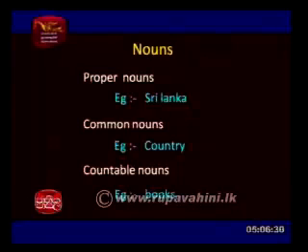The first one, proper nouns. Now there are different types of nouns. First one, proper nouns. Sri Lanka, it's a name. The next one, common nouns. What we can commonly call country. Now India, Sri Lanka, they are proper nouns. And country, it's a commonly used word.